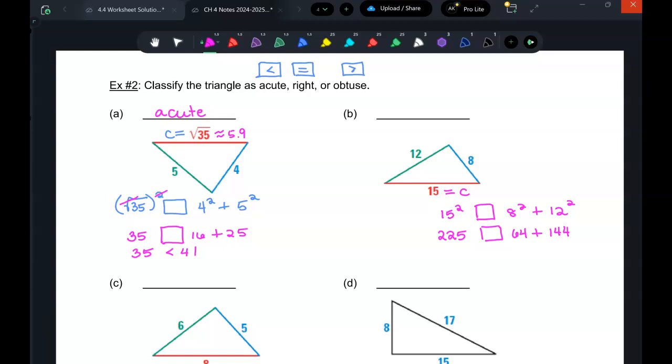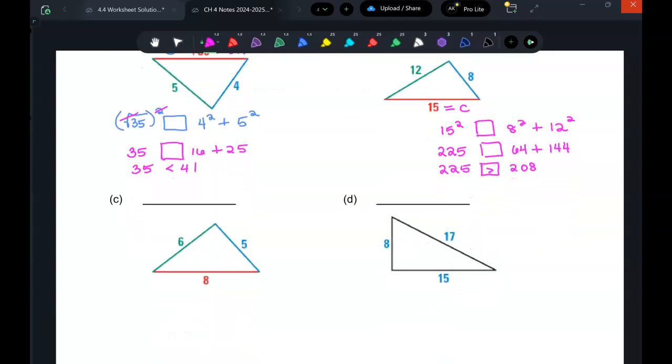Okay, 225. How does 225 compare to the right side? What's 64 plus 144? Anybody add that together? 208. 208, which makes this greater than. So if c squared is bigger than a squared plus b squared, it is obtuse.